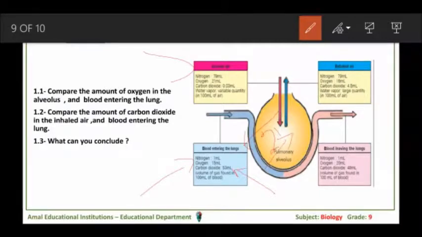This is an application. What you have to do is to compare the amount of oxygen in the alveolus, which means that which comes from the inhaled air, to the amount of oxygen entering the lung. This is number 1.1. In 1.2, you have to compare the amount of carbon dioxide and conclude what this means concerning the gas exchange at this level. Please keep in mind that during comparison you have to use more than, less than, or equal to.